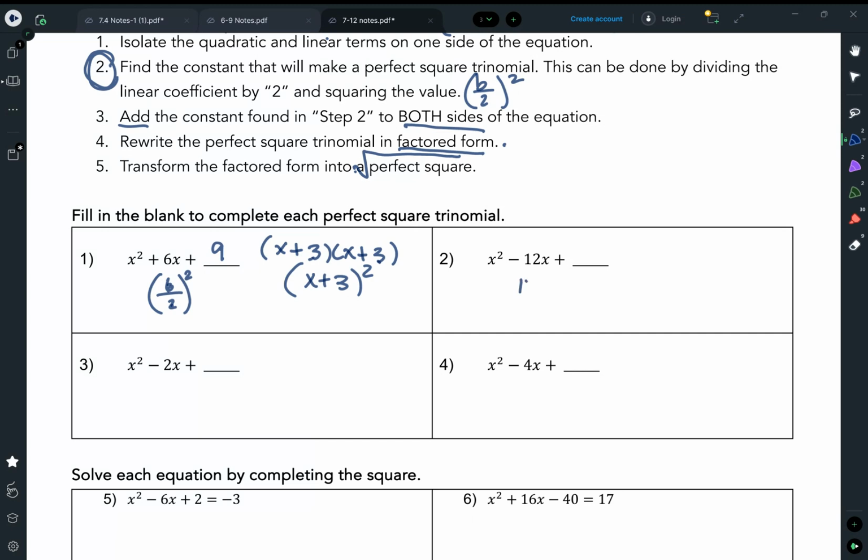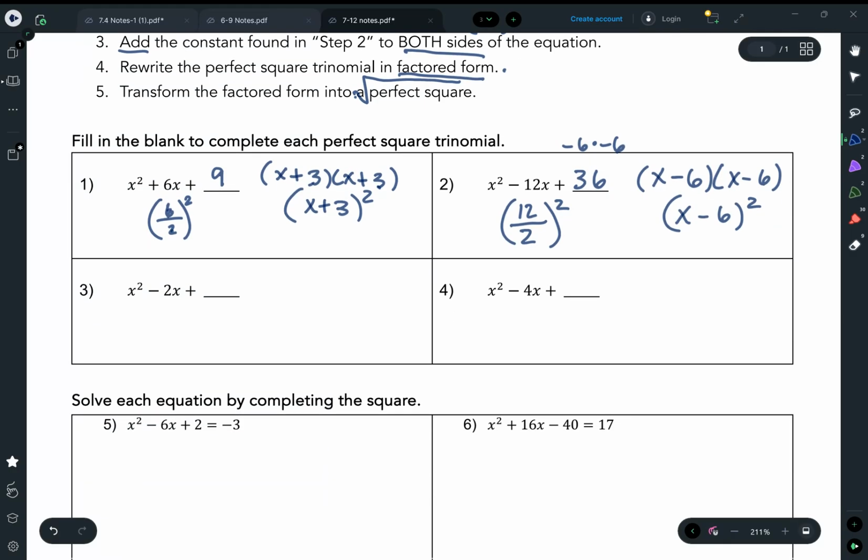12 divided by 2. I'm going to ignore the negative because when I square it, it's going to make it positive anyway. Then I want to square that. So 12 divided by 2 is 6, and 6 squared is 36. Let's convince ourselves that that works again. A negative 6 times a negative 6 multiplies to make a positive 36 and adds to make negative 12. So this is going to be x minus 6 times x minus 6, which is the quantity x minus 6 squared.